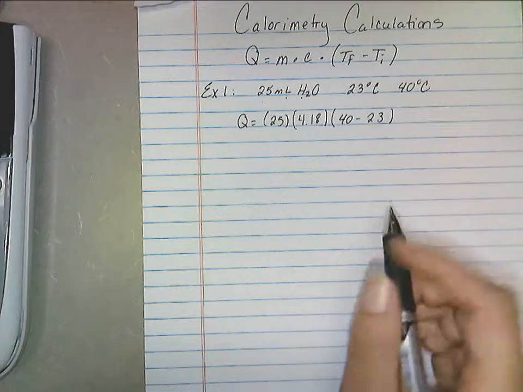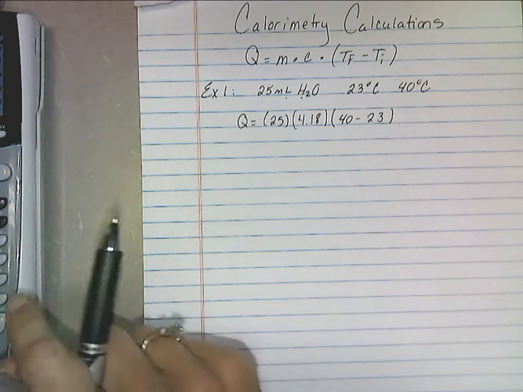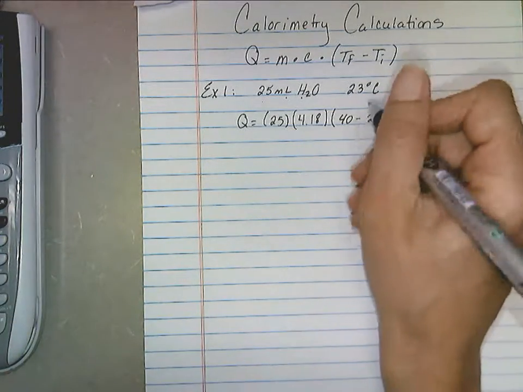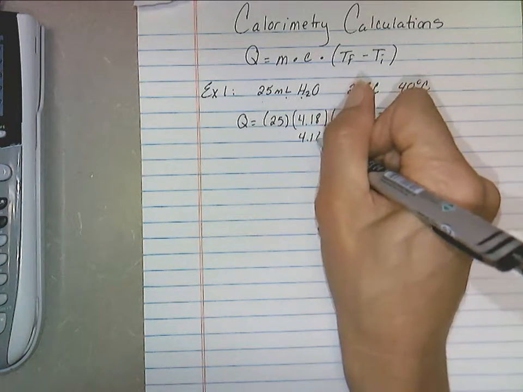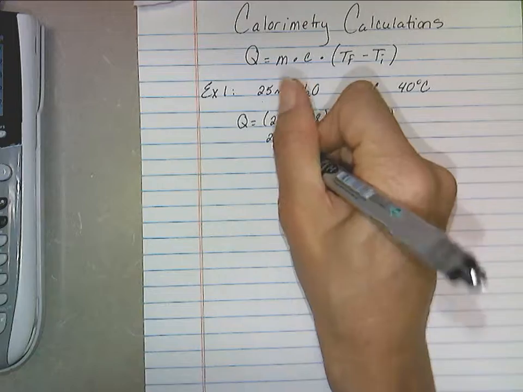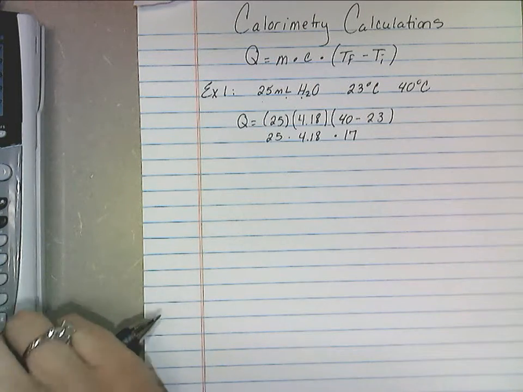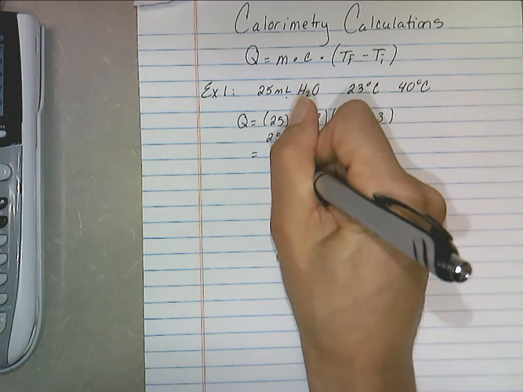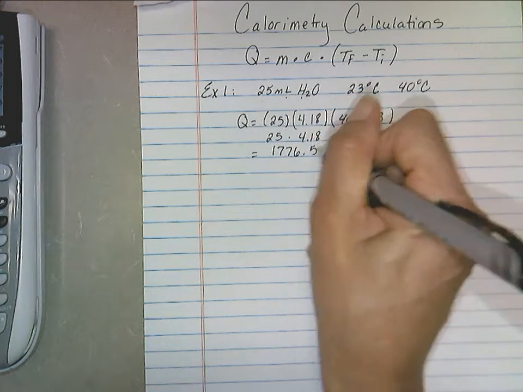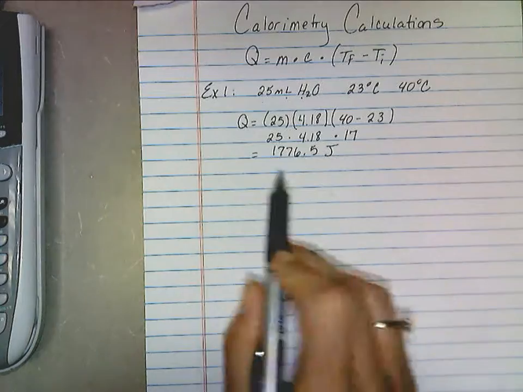So what we do is we do the inside first. 40 minus 23. This gives me 17. Now I'm going to multiply it by C and by M. And this gives me a Q value of 1776.5 joules. That's how you solve for Q.